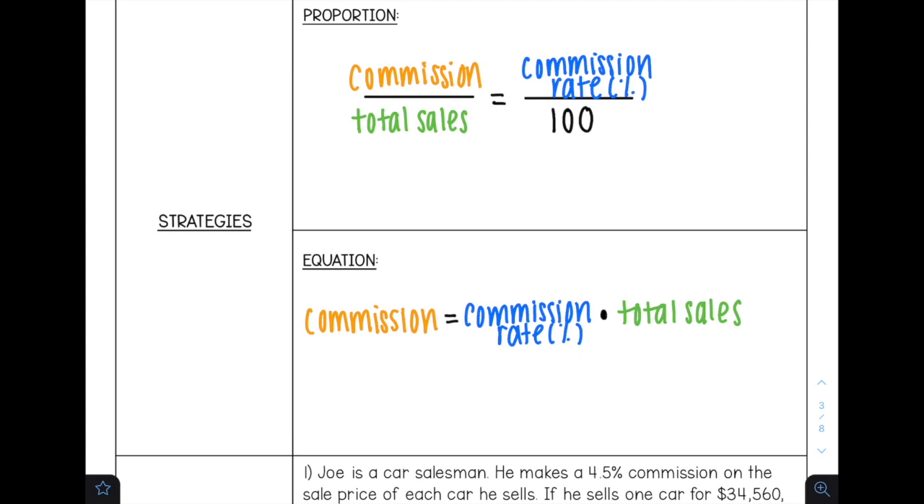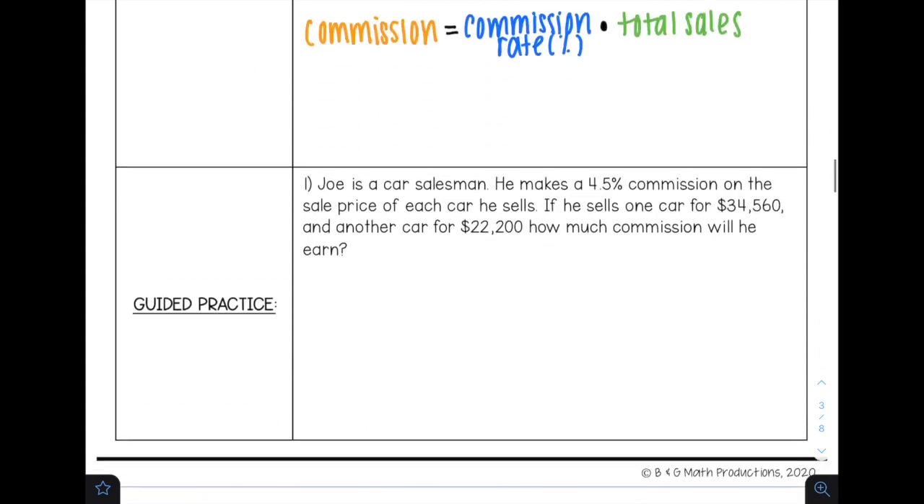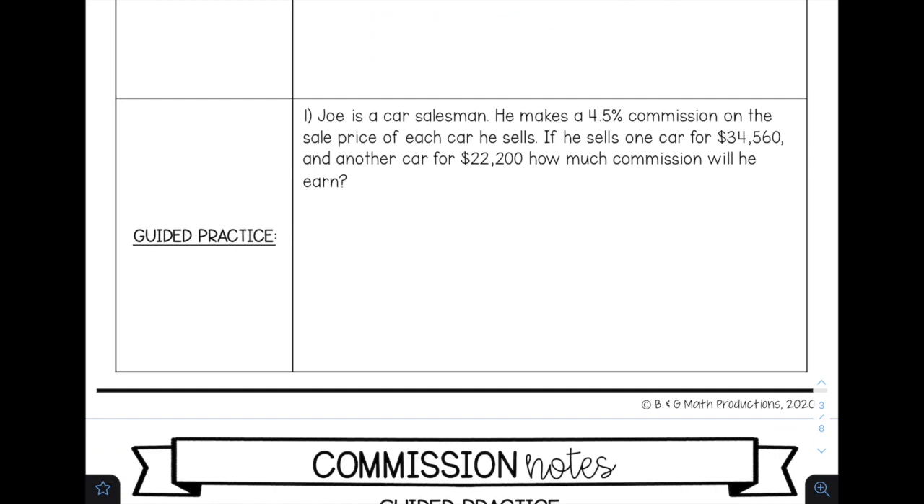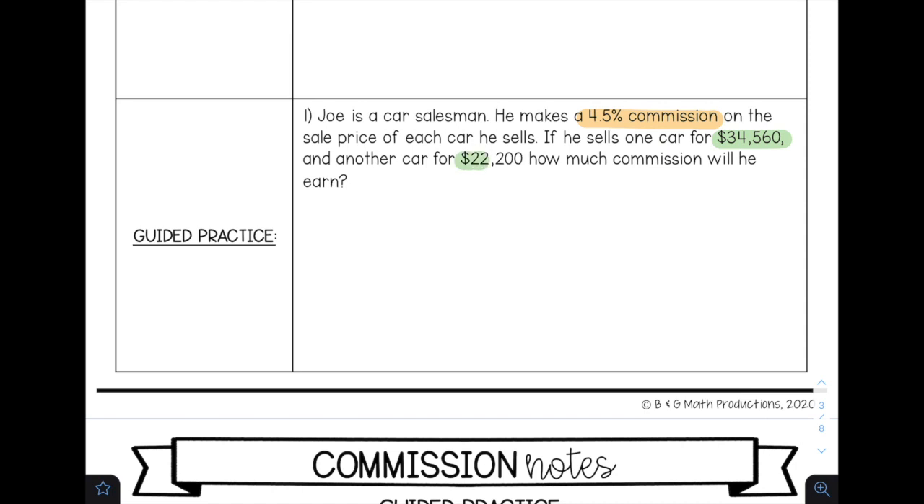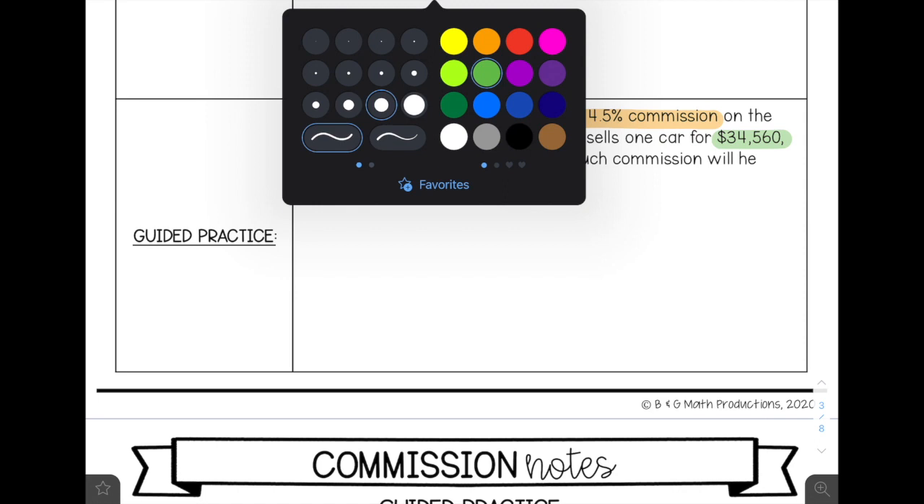All right, let's try practicing using either proportion or your equation. So the first question, Joe is a car salesman. He makes a 4.5% commission on the sale price of each car he sells. If he sells one car for $34,560 and another car for $22,200, how much is his commission? So he's selling a car for these two amounts, and then you want to find the commission.